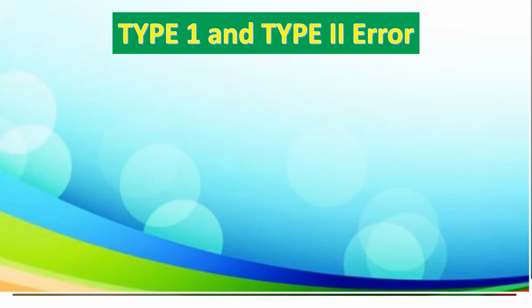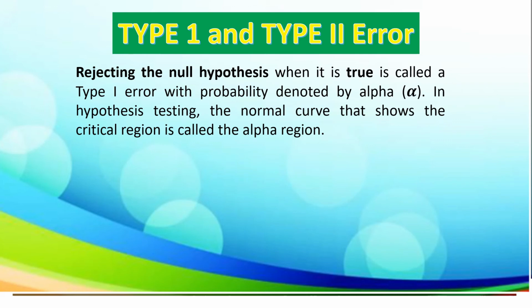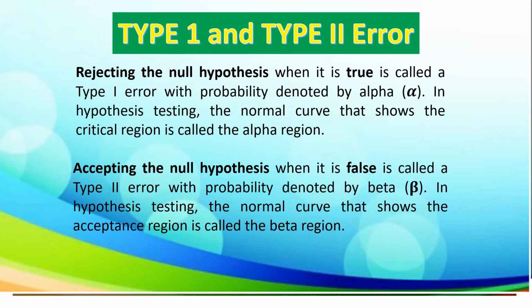Now, let's have our last topic, which is all about type 1 and type 2 error. Rejecting the null hypothesis when it is true is called a type 1 error, with probability denoted by alpha. In hypothesis testing, the normal curve that shows the critical region is called the alpha region. While accepting the null hypothesis when it is false is called type 2 error, with probability denoted by beta. In hypothesis testing, the normal curve that shows the acceptance region is called the beta region.